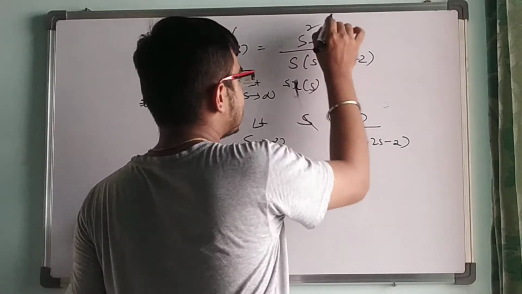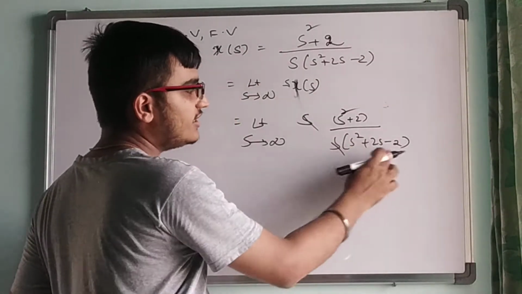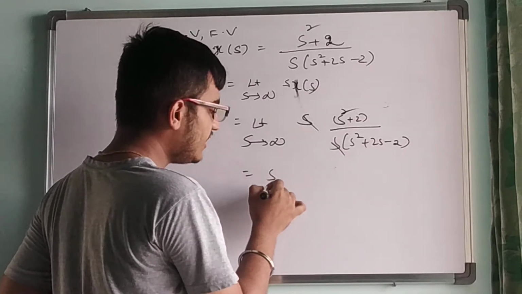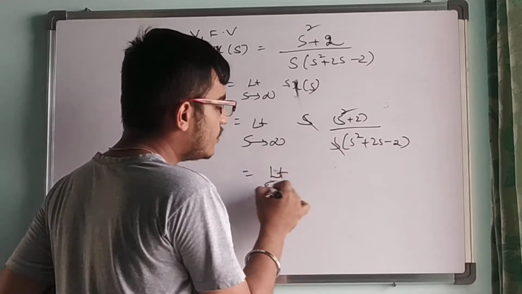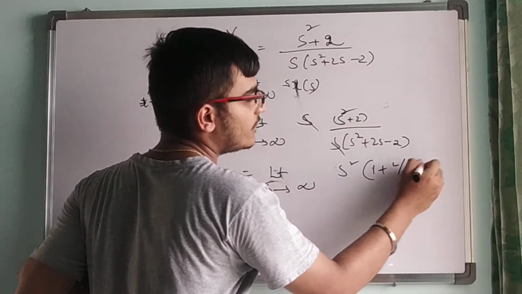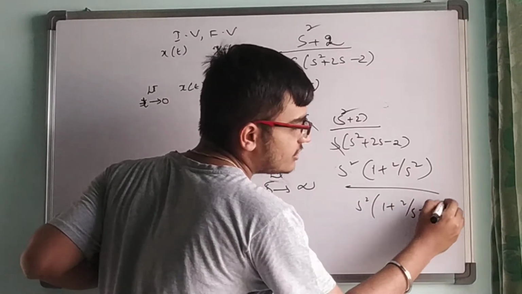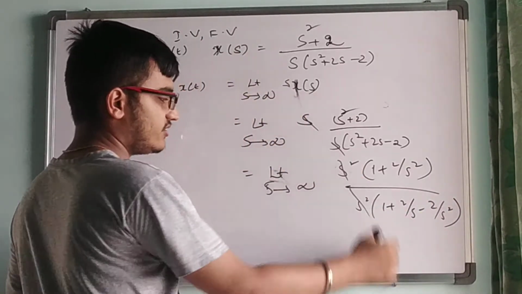You take this s square + 2. This is just an example. It is s square + 2. So in this case, s tends to infinity, right? So what do you take? s square common in the numerator, so 1 + 2 by s square. s square common in the denominator, so 1 + 2 by s - 2 by s square, and the s square gets cancelled.